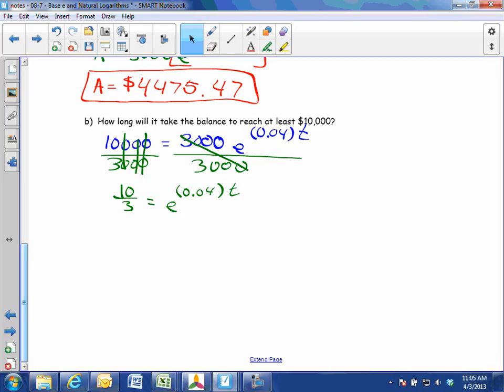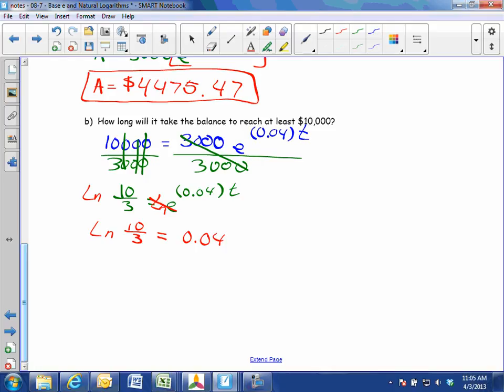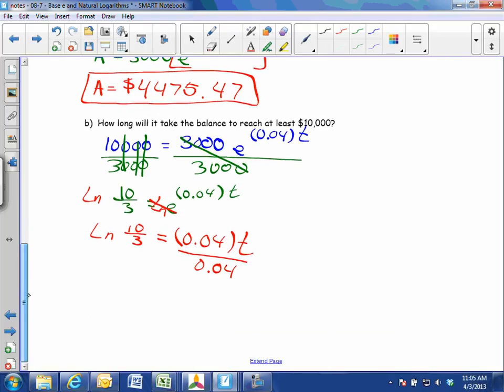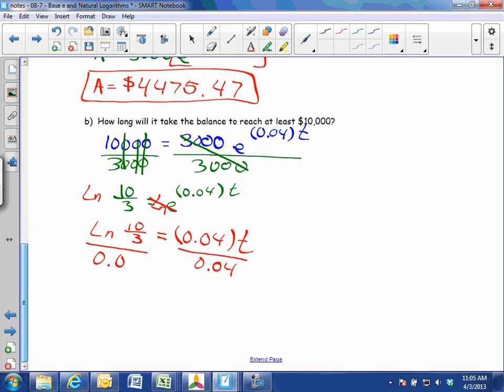Now what? Good. Take the natural log of both sides. Okay, so we got natural log of 10 over 3. What happens on the right side? Yep, they cancel, so we just have 0.04 times t. Isn't it 0.004? No, it's 4%. You just move the decimal. Oh. That was 0.04.